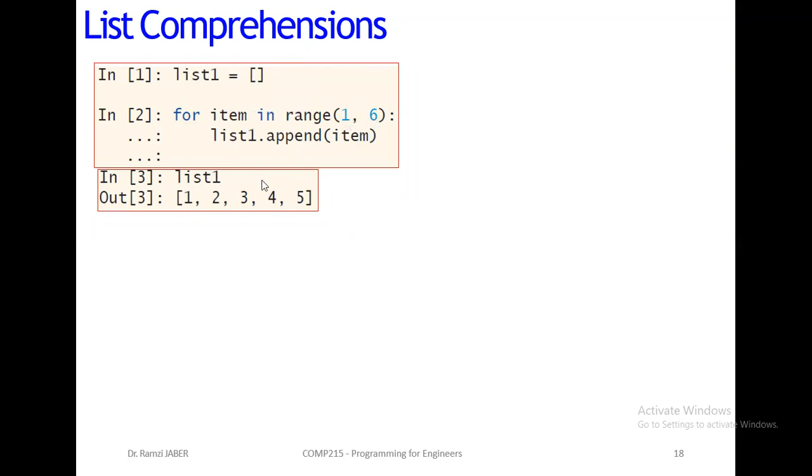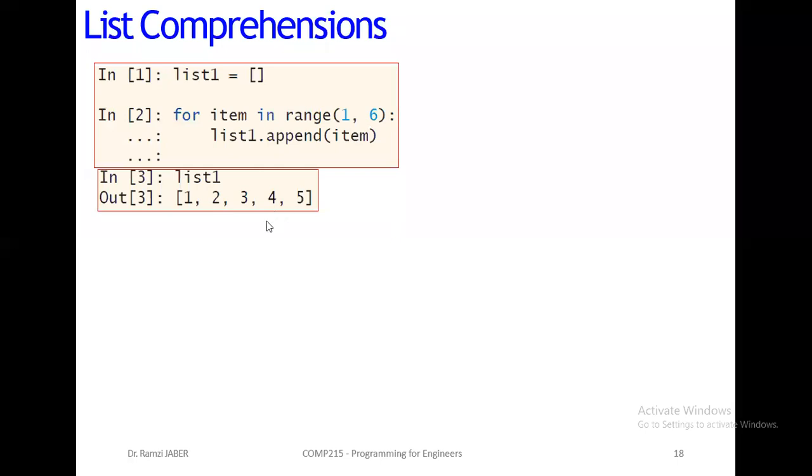Clear here? Similar, okay? For item in range 1 to 6, list1.append(item) means I want to add to this empty list number 1, append. Next, 2 append, 3 append, 4, 5, and 6 will be outside the range. So the elements from 1 to 5 will be appended to the list, okay?